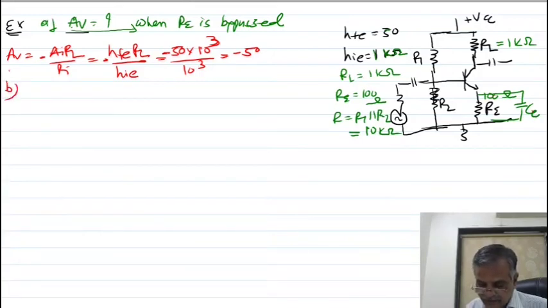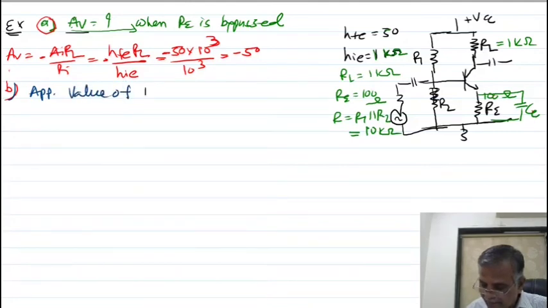B. This is your A. Second question B: the approximate value of K. Now this is not connected, so I am removing this. Approximate value of the K. You know this K is what we have written? Minus RE by RL. You know. So minus RE by RL is what?